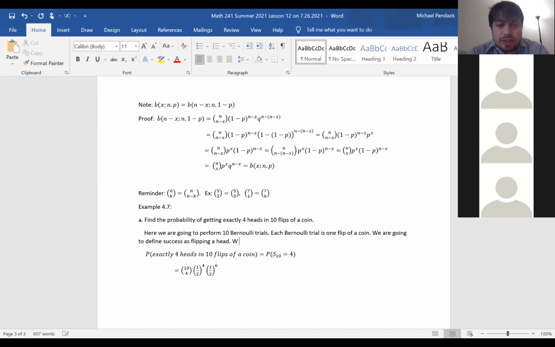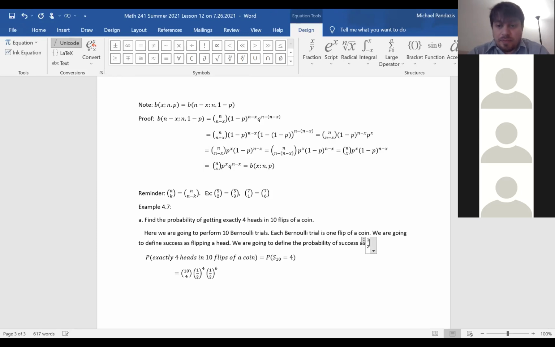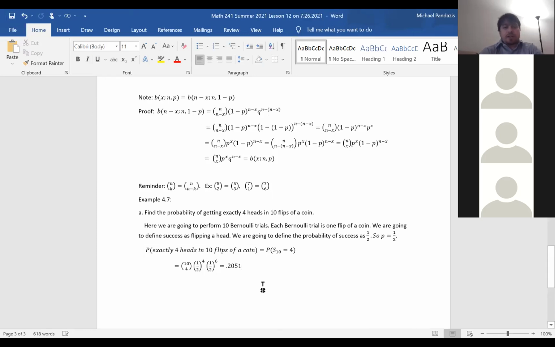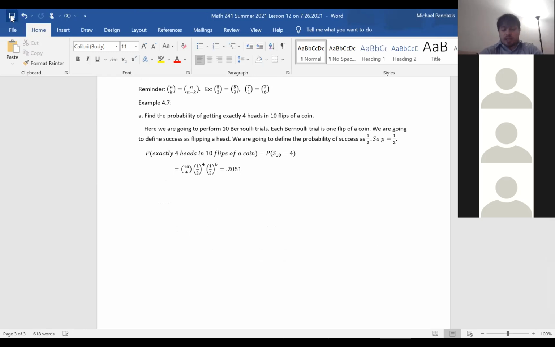And then we are going to define the probability of success as 1/2. So P is equal to 1/2. Okay, so we've also defined the probability of success as being 1/2, P equals 1/2. And so that's the probability of exactly 4 heads in 10 coin flips. And that's 0.2051. Okay, we've modeled the situation. We made the probability of success 1/2, because the probability of flipping heads is about 1/2.